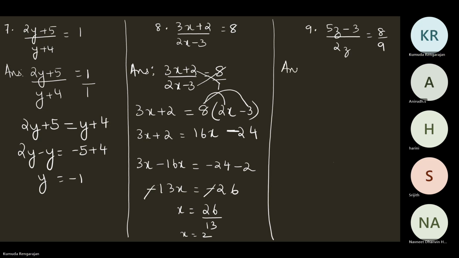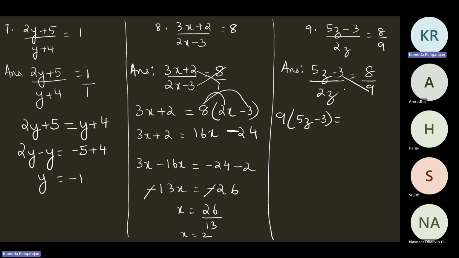Anirudh, next one. Ma'am, 5z minus 3 by 2z is equal to 8 by 9, ma'am. 5z minus 3 is equal to 8 by 9 into 2z. Cross multiplication. No, when you cross multiply, it's like this. 9 into 5z minus 3 is equal to 2z into 8. Yeah. Any order you can write. You can write 2z into 8 or 8 into 2z.